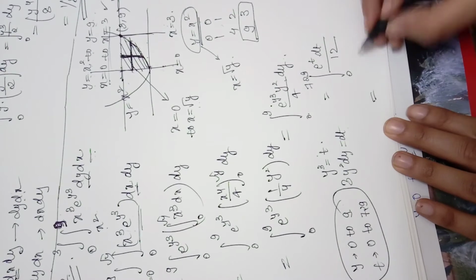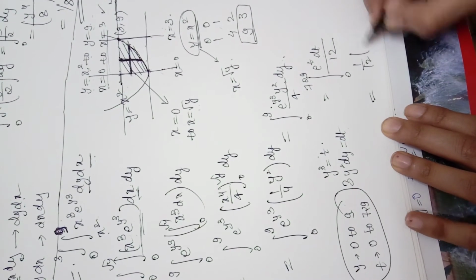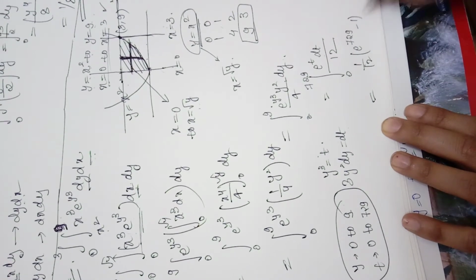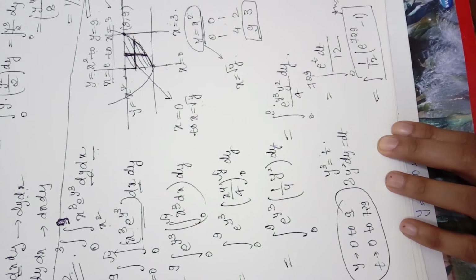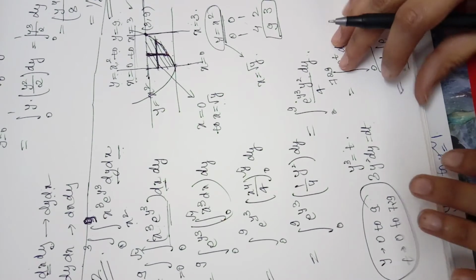And now we know it's very easy. The integration of 1 by 12 e to the power t is the same as e to the power t. So when we put the limits, it's e to the power 729 minus 1. This is my answer. Okay, clear? Okay, let's do one more question. It will be even clearer to you.